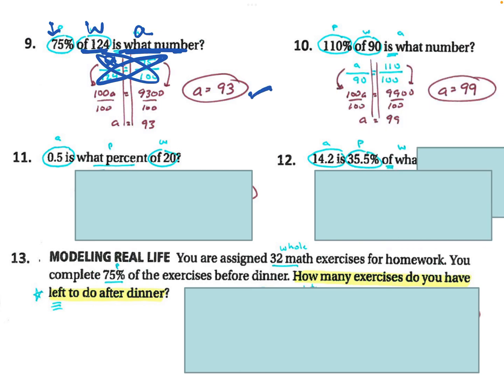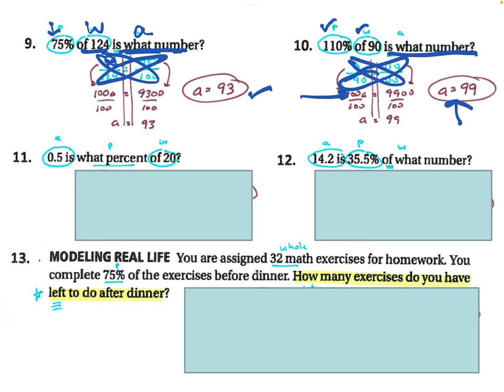93. Looking at 10, again, you have a percentage. You have the total. Is what number? Looking for A here. 100A gets you 9,900. Divide by this. This has to be on your paper. Show your work.